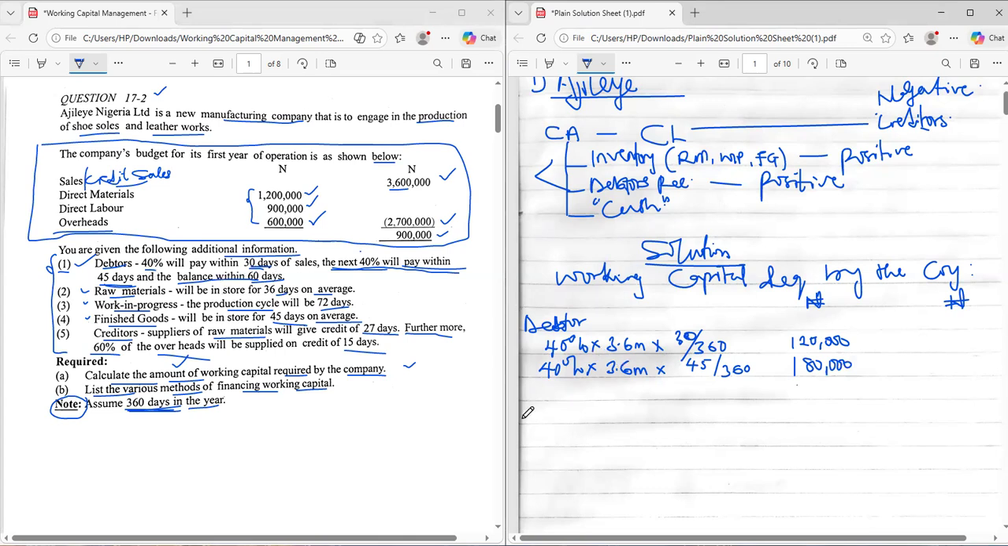Somebody should interpret the last part: and the balance within 60 days. How do I express it? That's 20% of 3.6 million times 60 all over 360. Very simple, my dear.